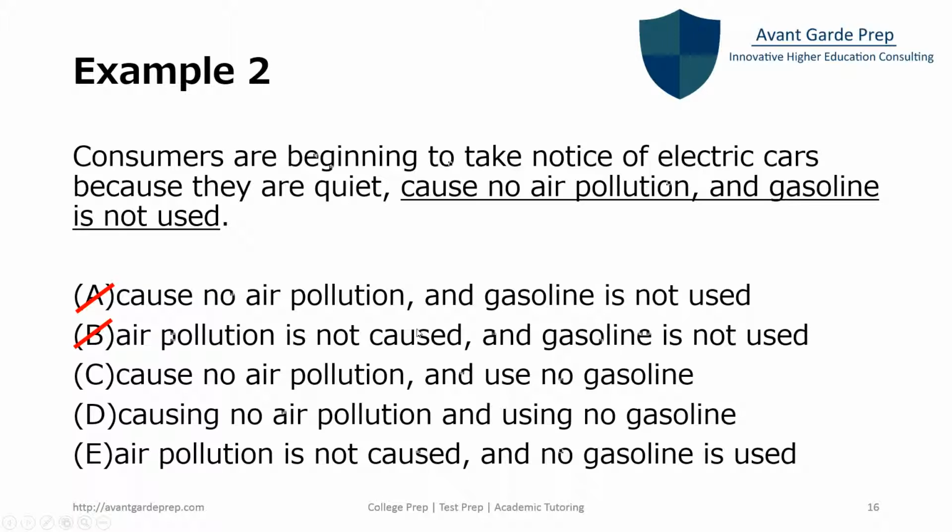Okay, let's look at C. Consumers are beginning to take notice of electric cars because they are quiet, cause no air pollution, and use no gas or gasoline. Yes, this is finally what we're looking for. They both are in active voice and they both can fit with the plural subject they. Let's look at D and E just to make sure there's nothing better. Consumers are beginning to take notice of electric cars because they are quiet, causing no air pollution, and using no gasoline. Okay, these are no longer taking on the plural subject they, so that's incorrect.